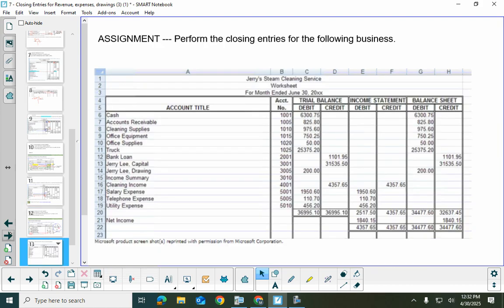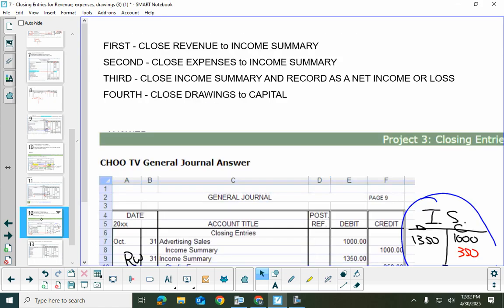I'm not sure if the assignment has you doing one of them or two of them. I honestly don't remember. But it is under day 7. But again, I think it's Jerry's steam cleaning service, but you're literally just going to do this process. So revenue gets closed to income summary, expenses get closed to income summary, income summary goes to capital, drawings goes to capital.